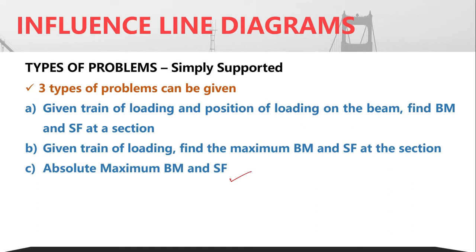At one section, not position, at one section you have the maximum value of bending moment. If the entire train of loading moves from left to right, at any one section throughout the beam you have the maximum value of bending moment for any position, and the maximum value of shear force. So what is that value and where is that section? That is the third type of problem you will get.